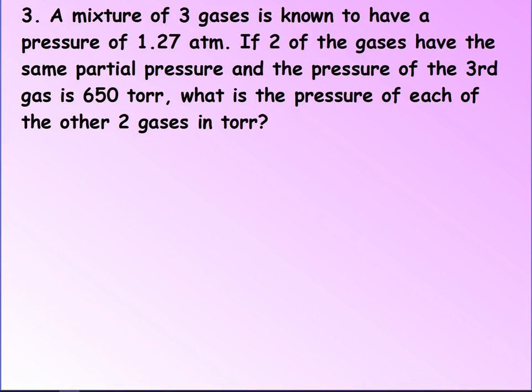Okay, this one's a little tricky. It says a mixture of three gases is known to have a pressure of 1.27 atm. If two of the gases have the same partial pressure and the pressure of the third gas is 650 torr, what is the pressure of the other two gases in torr? So again, torr is my unit, so I need to change this one. I'm going to have to change atm.